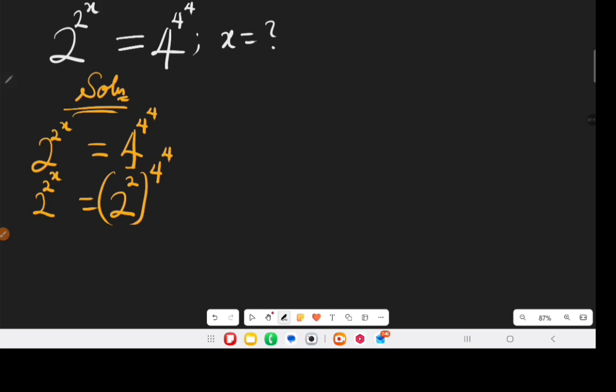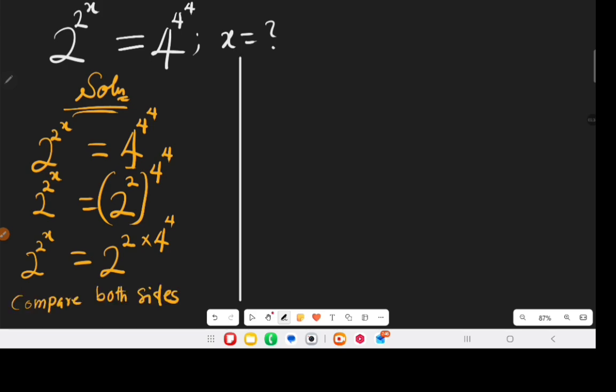If we move further, we are going to have 2 raised to the power of 2 raised to the power of x equal to 2 to the power of 2 times 4 raised to the power of 4. Now we compare the base. If we compare both sides, we cancel the base, then the power will change to 2 raised to the power of x equal to 2 times 4 raised to the power of 4.